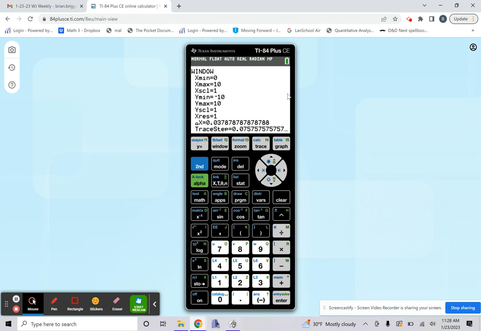X scale is what it counts by. So typically 1s here is a good number. And then the y min, y max, y scale kind of does all the same thing, but in the y direction. But we're going to let the calculator play with that.